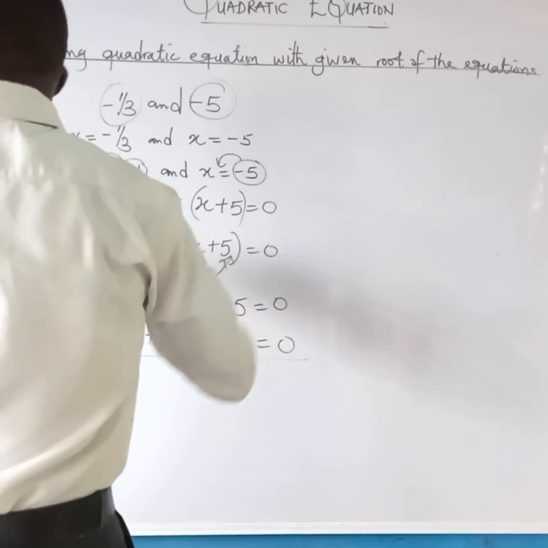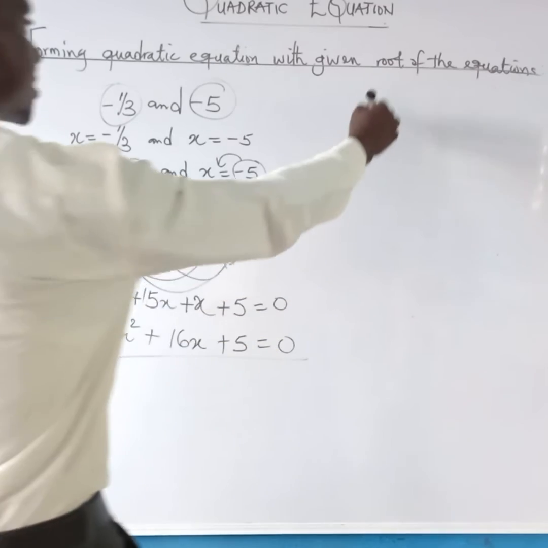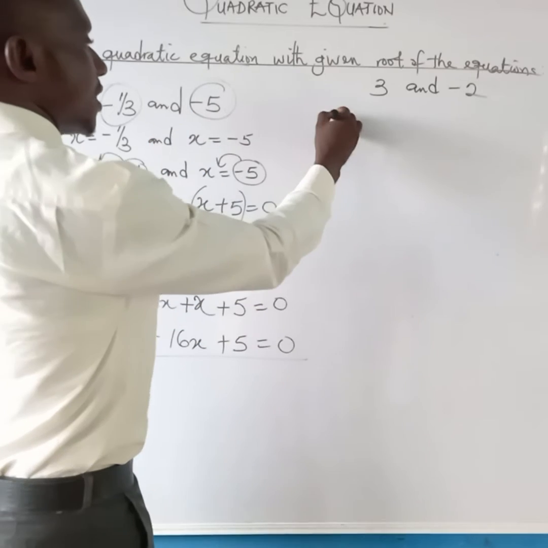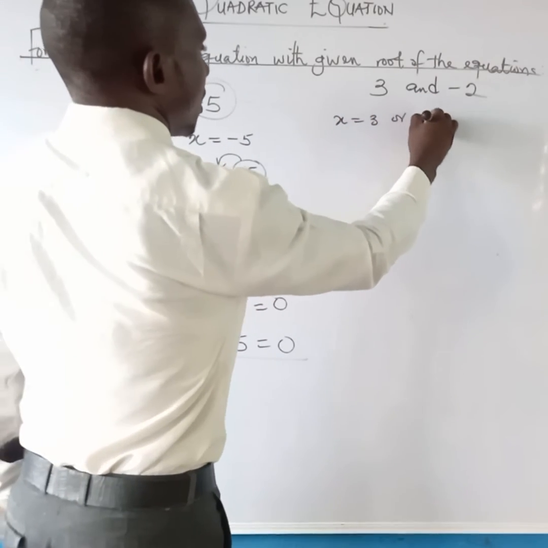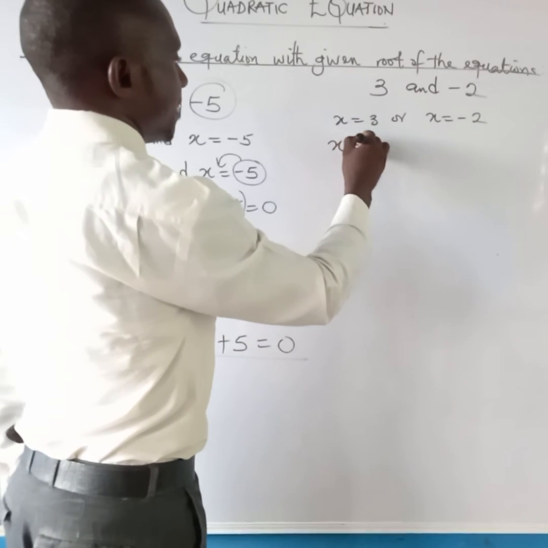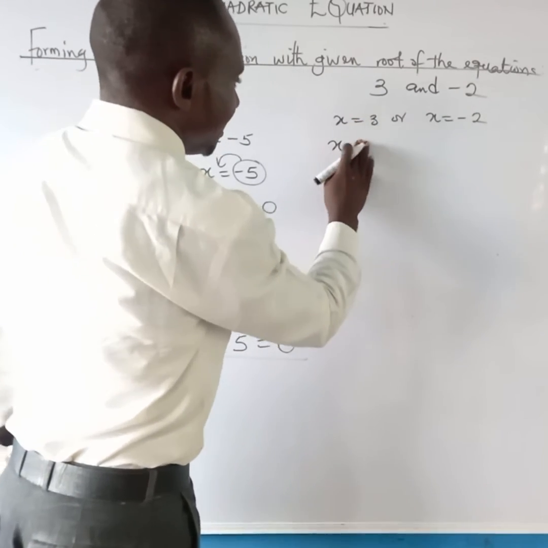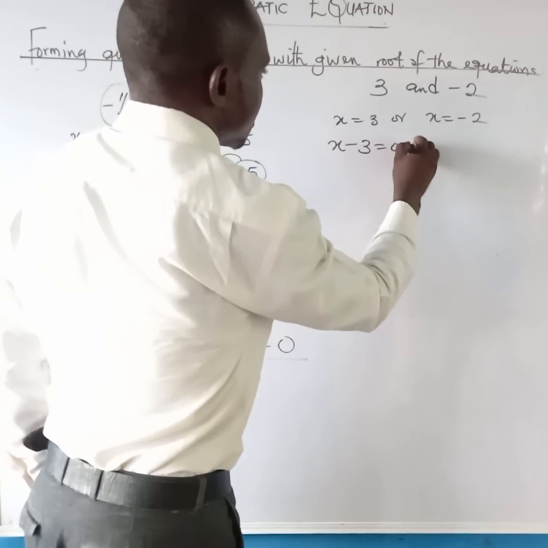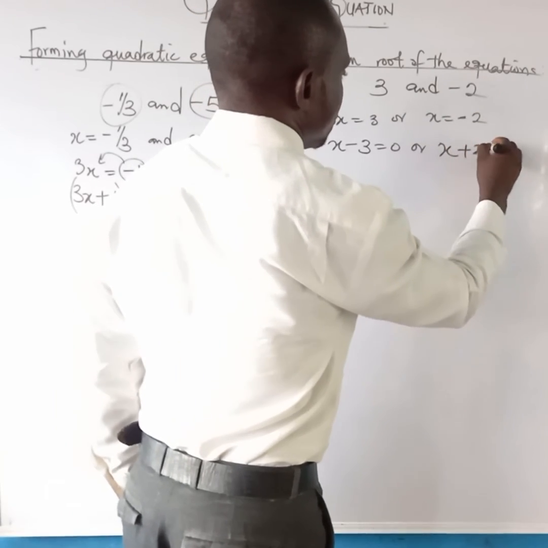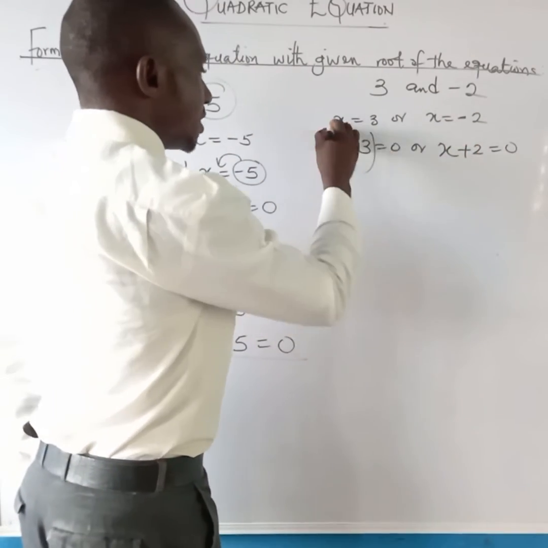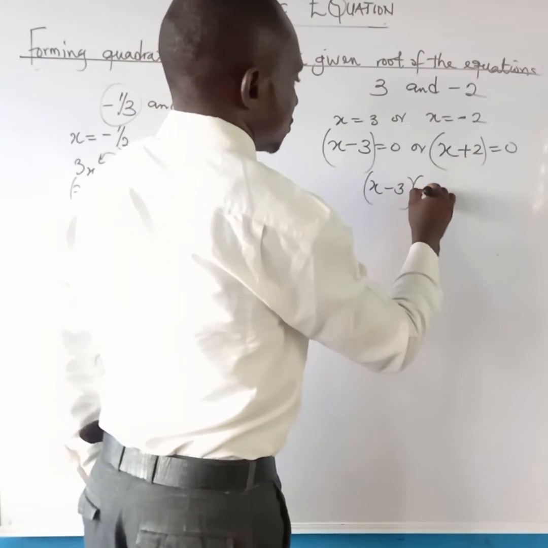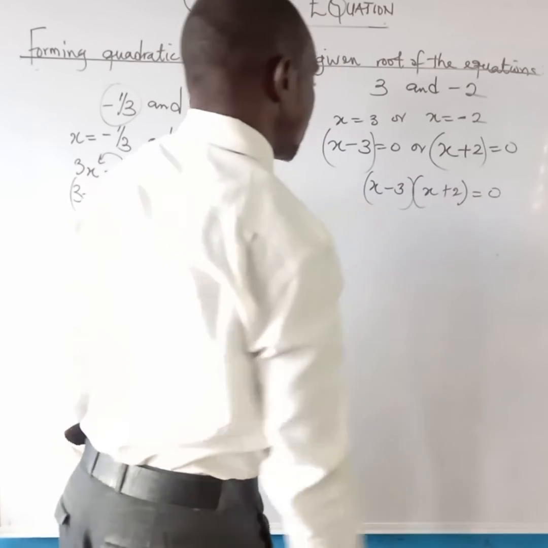Let's look at one more example. Another one that we'll look at is 3 and minus 2. As I said, we have x equals 3 or x equals minus 2. Take this 3 to the other side, we have x minus 3 equals 0, or x, then this minus 2 becomes plus 2 equals 0. So let's put them in brackets. Let's bring them together in multiplication terms. So we have this equivalent to 0.